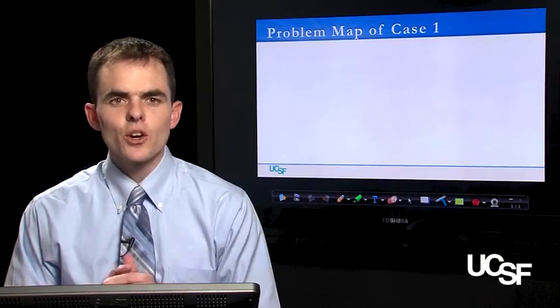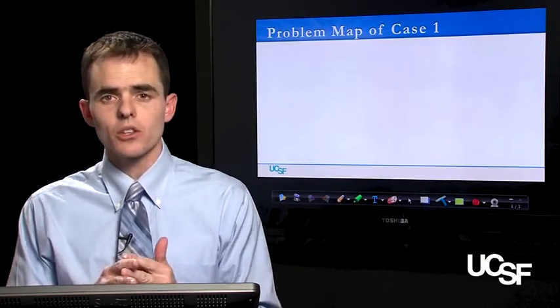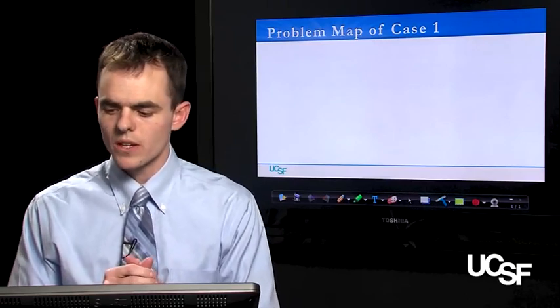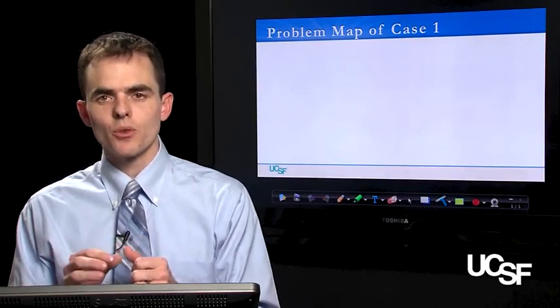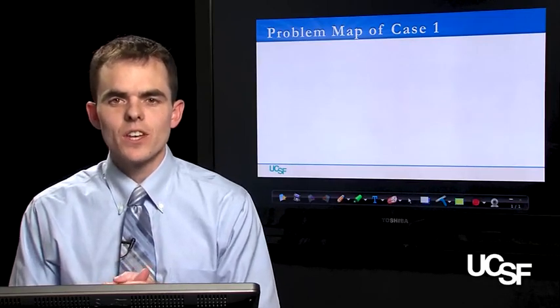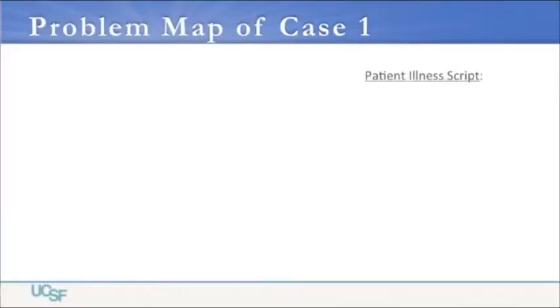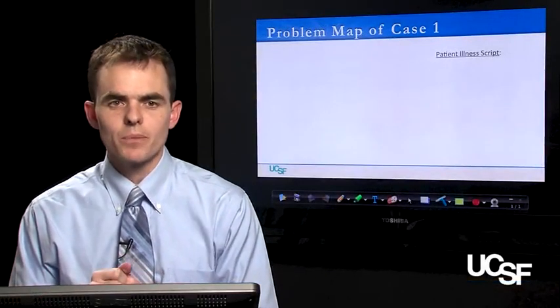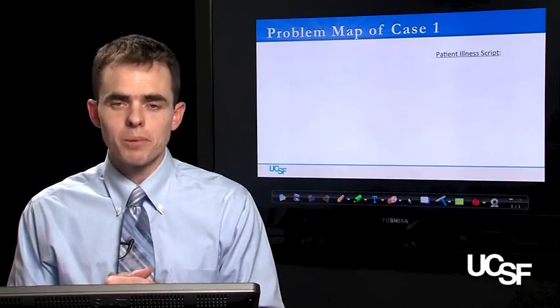Okay, so let's show you what a problem map could look like. We'll start with case 1 because it's a little more straightforward, and then we'll show you case 2. So imagine you're at a whiteboard in front of a group. That's how we do a lot of our case conferences here at UCSF. It may be different at your institution, but let's imagine we're at a whiteboard. Over on the right side of the whiteboard, we're going to keep track of our patient illness script and how it's updated over time. Then we're going to use the left side of the board to draw our problem map.